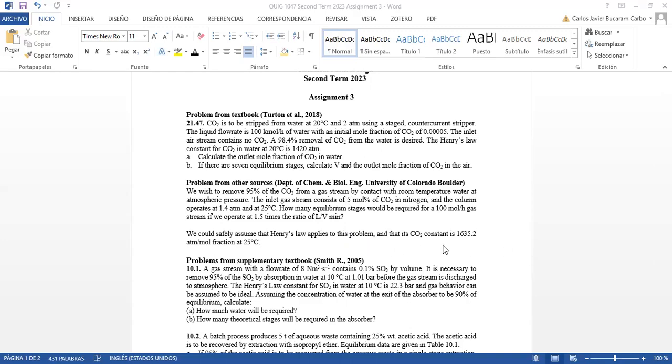You might recognize many of the numbers in here, except that in this case, you are not given the target concentration of CO2 in the liquid stream. You will need to use Henry's law to determine the target concentration based on the equilibrium that Henry's law gives you. And then you will determine that for yourselves. So that's the only difference. It's not that difficult. It just takes a bit more time.